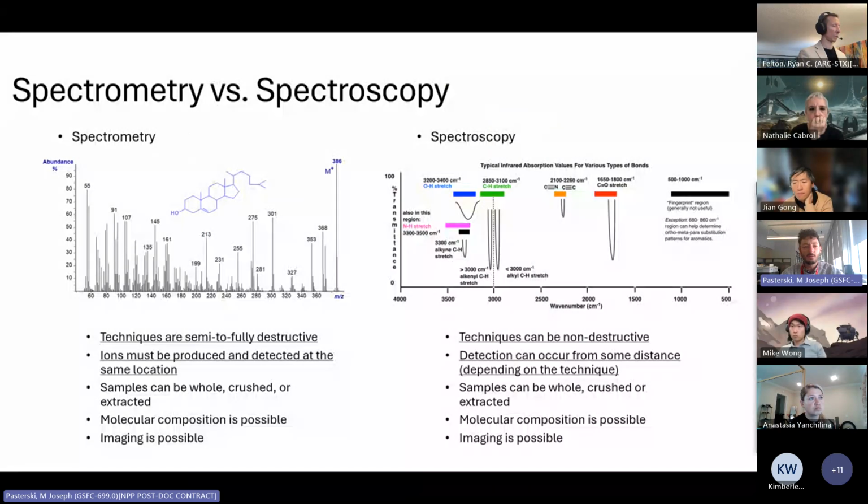One big note for spectrometry versus spectroscopy is that in spectrometry, you have to produce and detect ions essentially in the same location. So you can't remotely do spectrometry, whereas with spectroscopy, of course, you can do remote sensing. That is a pretty big difference to note. Some of the similarities between the two techniques: in both, samples can be whole, crushed, or extracted. You can have molecular composition available in both, and imaging is available in both, depending on what kind of analysis you're doing.